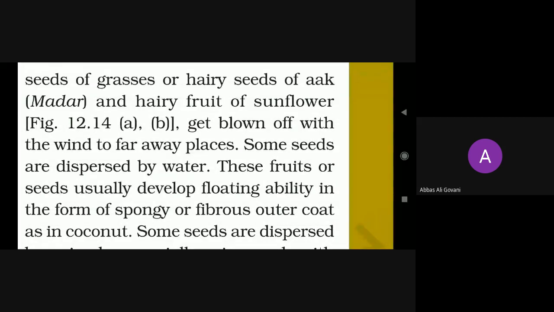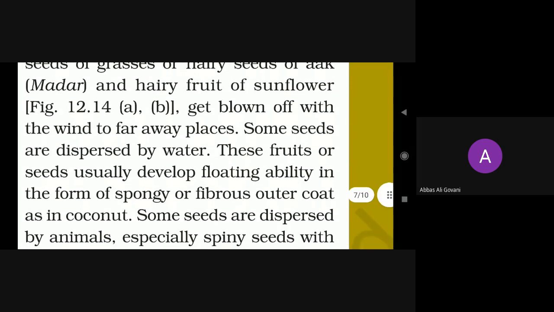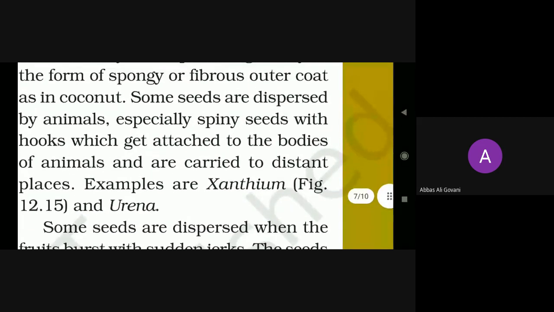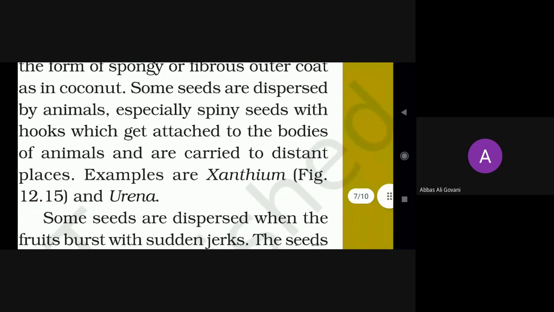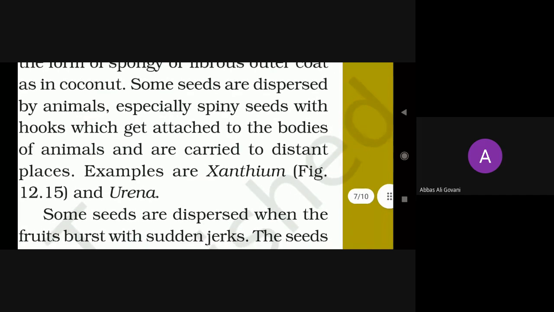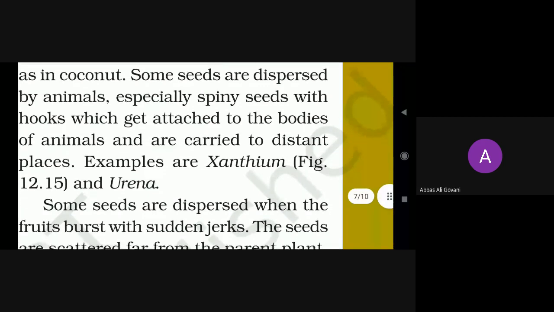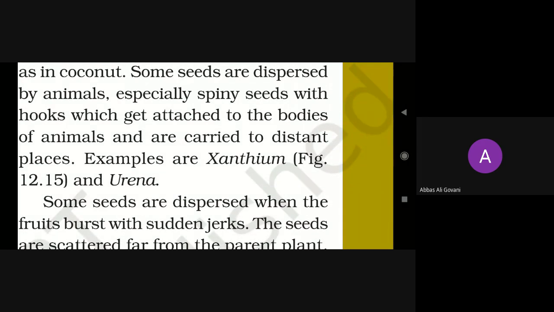Some seeds are dispersed by water. These fruits or seeds usually develop floating ability in the form of spongy or fibrous outer coat, as in coconut.